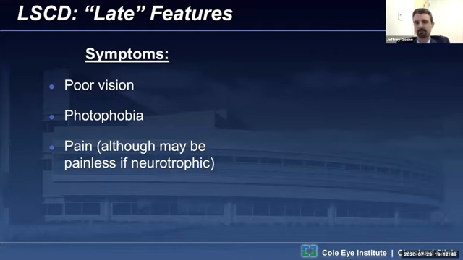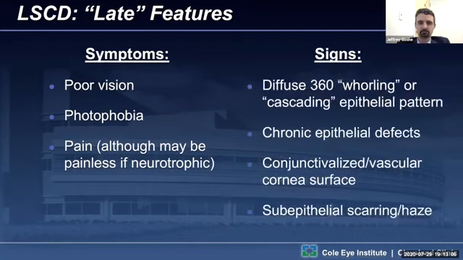Photophobia typically becomes worse as their cells become more and more atypical. And pain is variable. I'd say there's a relatively high concordance in a lot of these patients with neurotrophic causes, so some of these patients will be entirely painless despite having relatively significant epithelial changes. The signs as you get more advanced, instead of more sectoral, you end up with usually more diffuse changes, even up to 360, and you lose even any semblance of regular epithelial patterns.